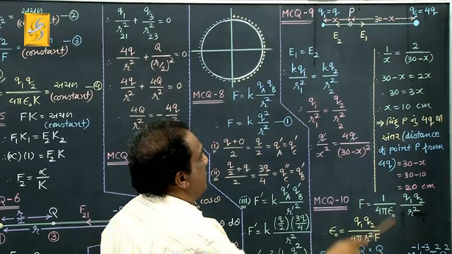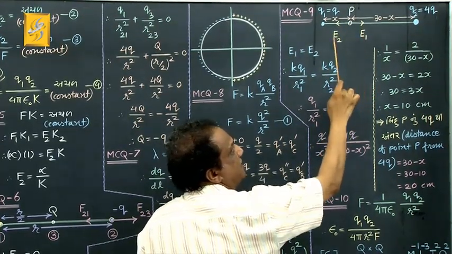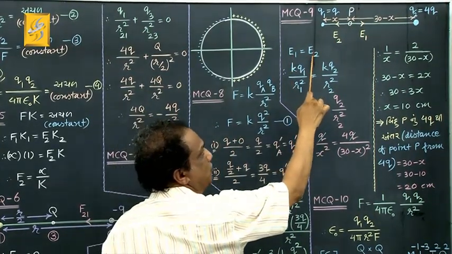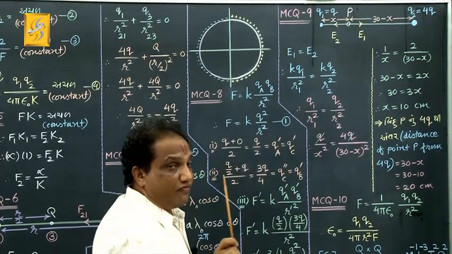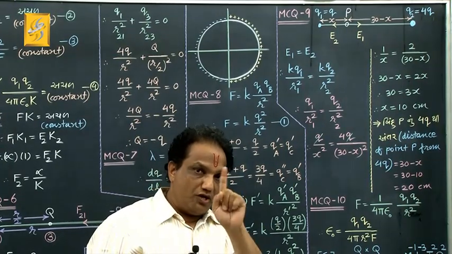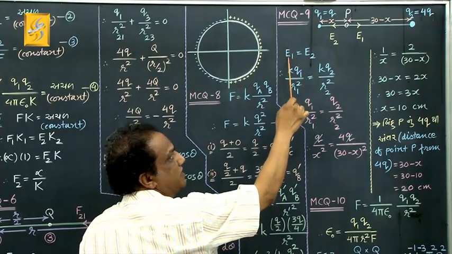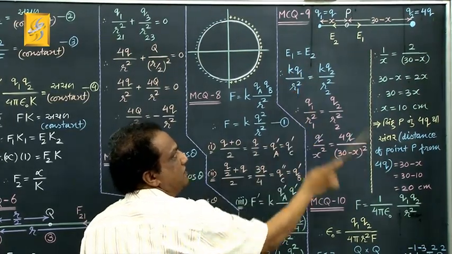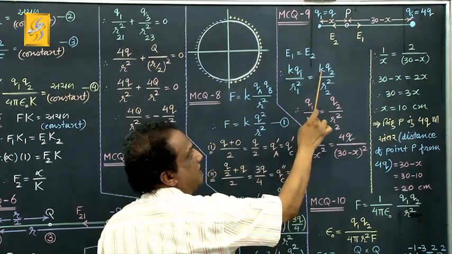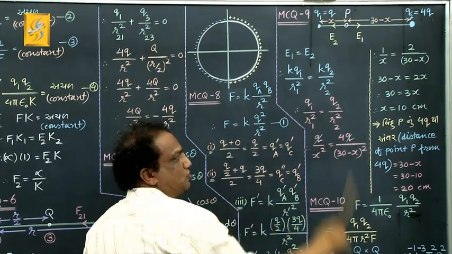Now tell me, in order to have resultant electric field at point P to be 0, oppositely directed electric fields must have equal magnitudes. That is, E1 must be equal to E2. What is the formula of magnitude of electric field produced by a single point charge? Come on, KQ upon R square, K into charge upon distance square. Here it is E1, so I am writing K Q1 upon R1 square. Here it is E2, K Q2 upon R2 square. K will cancel. So left is Q1 upon R1 square should be equal to Q2 upon R2 square.